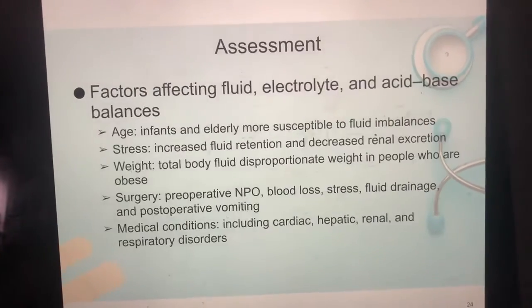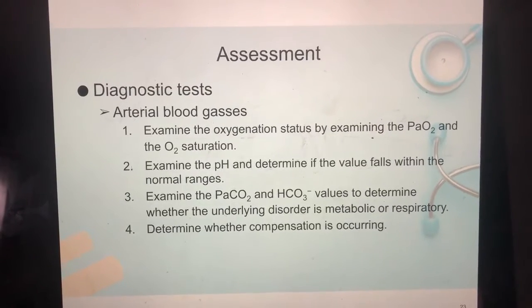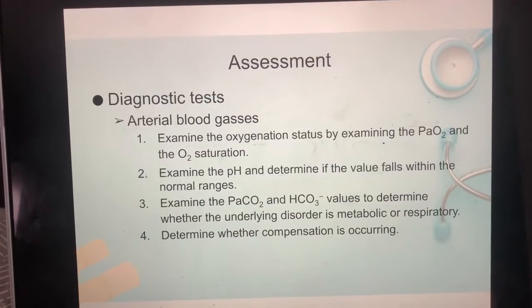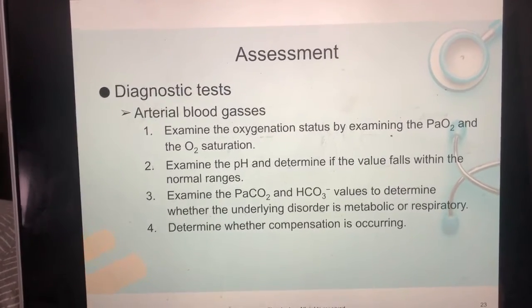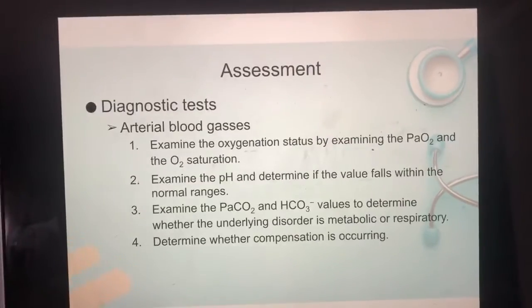We can do some arterial blood gases to examine the oxygenation status, which will give us that pH that we talked about. If somebody's dehydrated, maybe they're a little acidotic, so we always need to be looking for that.